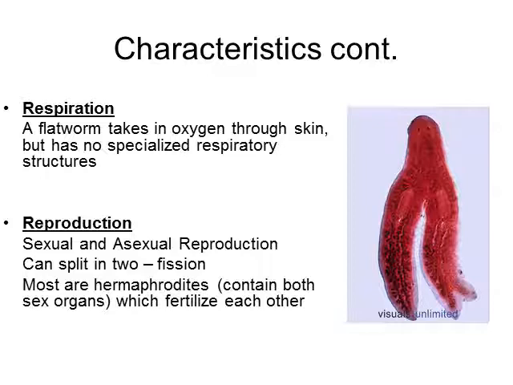Also, with the flatworms, most of the flatworms are hermaphrodites, and I'm sure you've heard this term before, and that simply means that they contain sex organs of both the males and the females. So typically what happens is two flatworms will come together, and each flatworm will fertilize the eggs of the other worm. So they have male and female organs in the same worm.